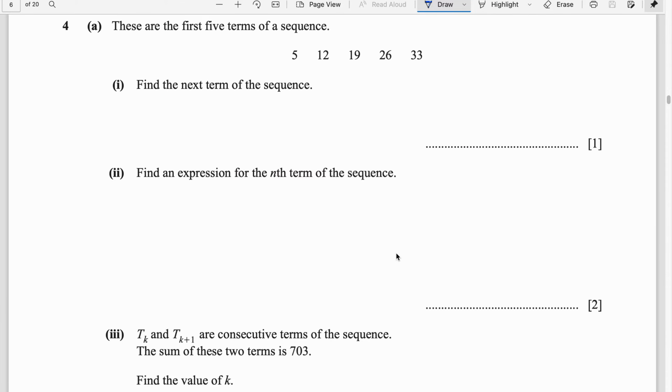Question number 4. These are the first 5 terms of the sequence. Find the next term of the sequence. So we can say the difference is 7, 7, 7, and 7. So 33 plus 7 is 40.